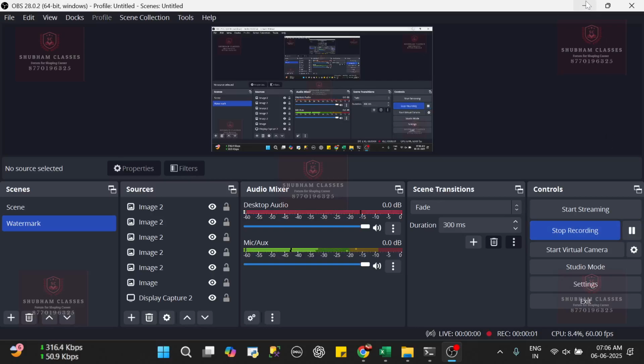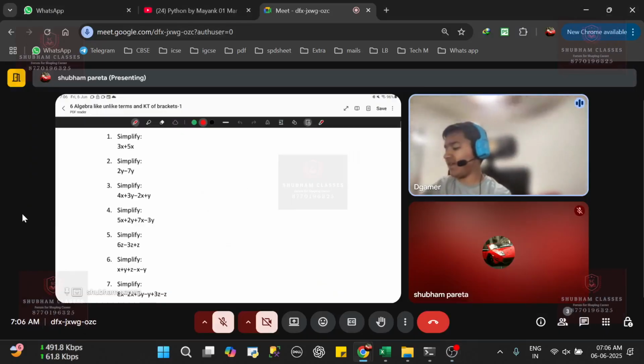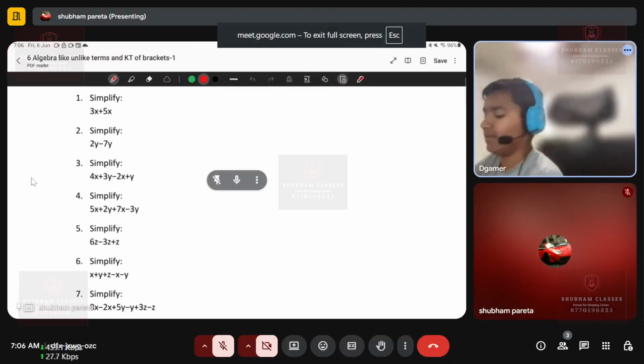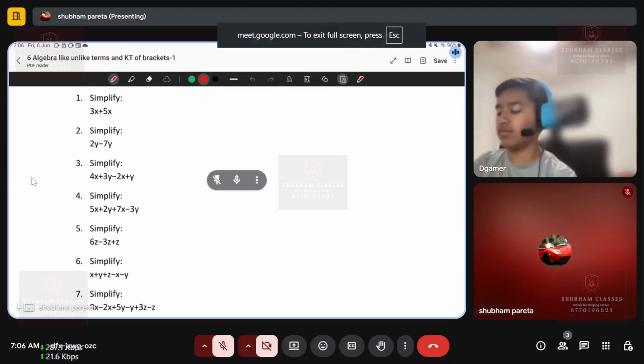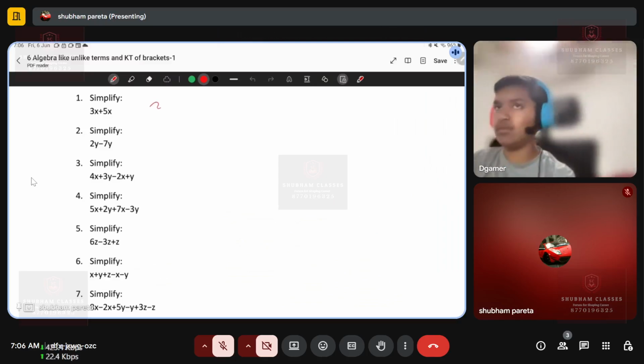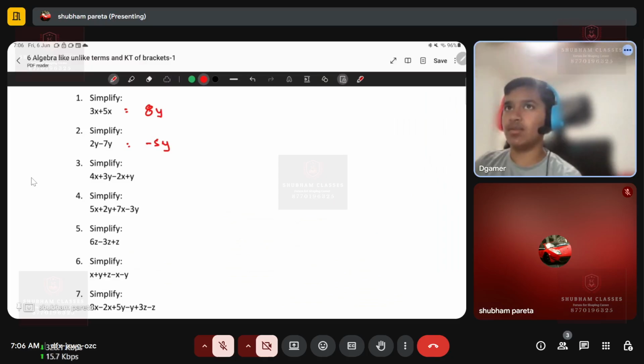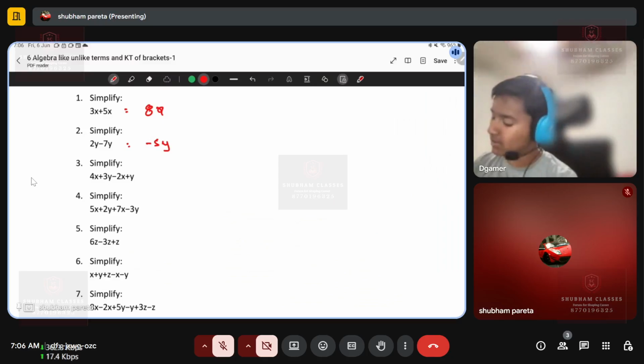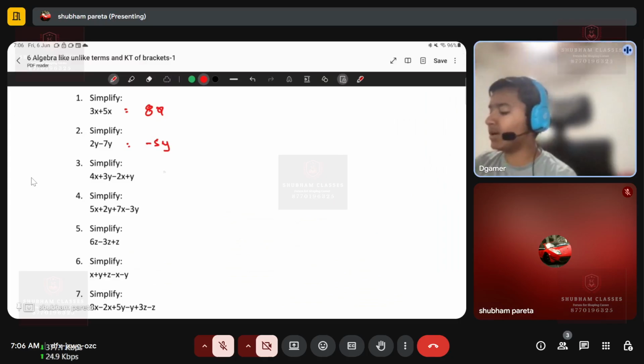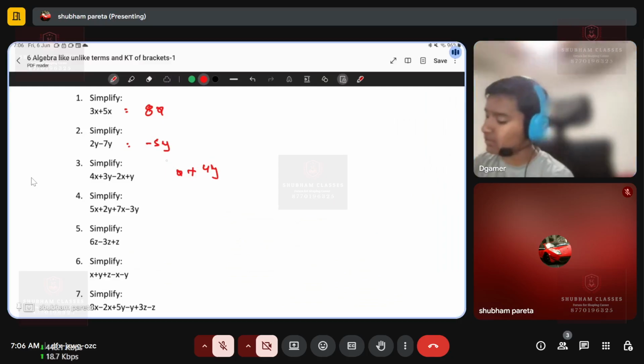Oh, the second one is minus 5y. All right, okay. So that is 8x. 8x is written over here, minus 5y. Next one. For the first one you wrote 8x, sorry, 8x minus 5y. And then the third one is 2x plus 4y. 2x plus 4y. Yes, correct answers.